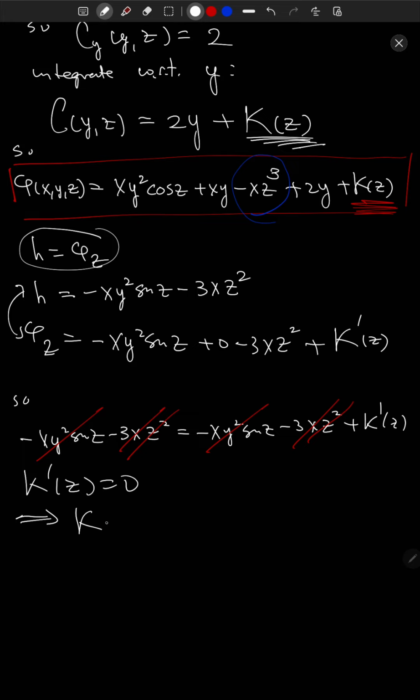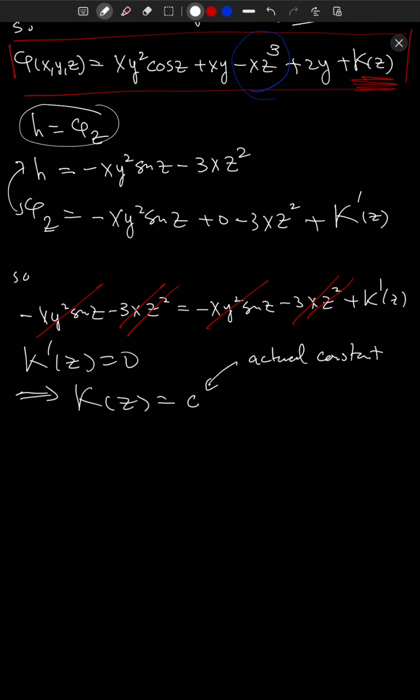And that tells me k of z is equal to a constant, right? And now this is a constant, just a literal constant. I guess we called the last one capital C, so let me call this one little c, right? And this is actually a literal, actual constant, because the only variable now is z, and so constants with respect to just z are just constants.